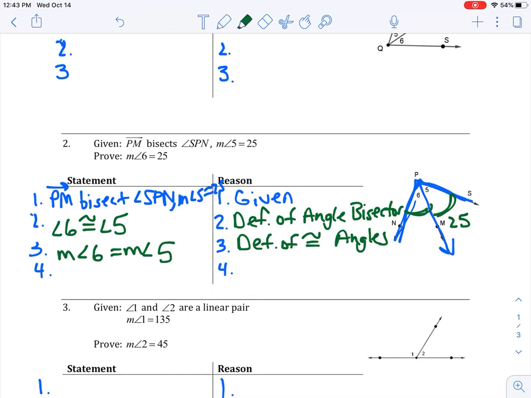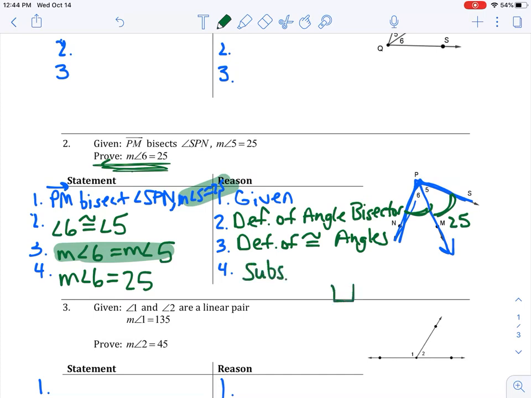Lastly, notice that these guys are equal, and we know that the measure of angle 5 equals 25. So by substitution, you can say the measure of angle 6 equals 25, which is what we were setting out to solve. This is by the substitution property, and you are already done.